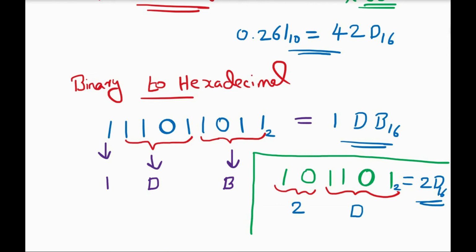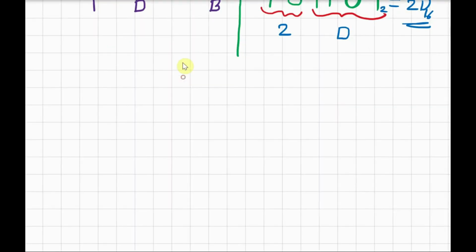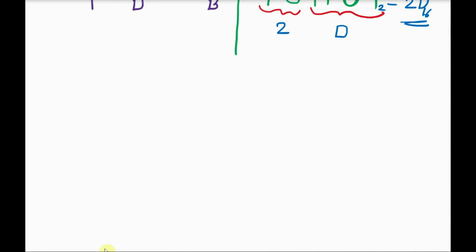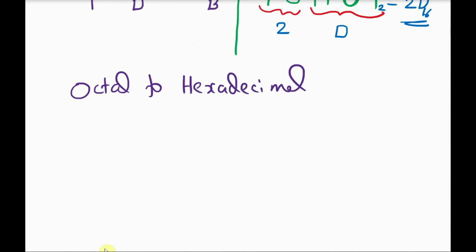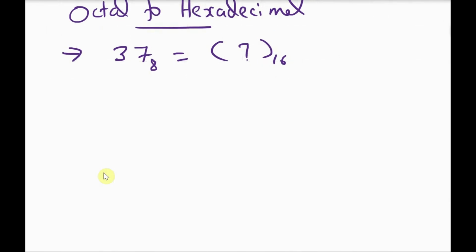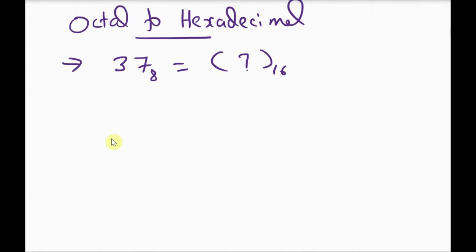And finally, we will check how to convert octal to hexadecimal number. Again, this is also quite easy. The method of converting octal to hexadecimal. So again, we are using binary numbers here. Suppose there is an octal number, it is 37 to the base 8. So we have to convert this to the hexadecimal number. So in order to convert 37 octal to hexadecimal, we make use of the binary in between.